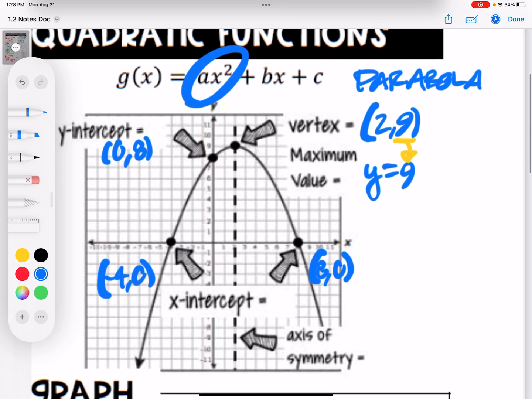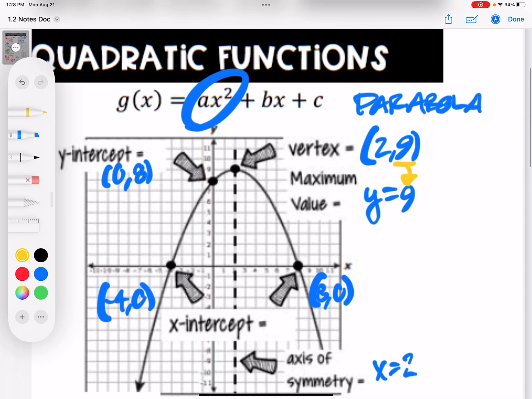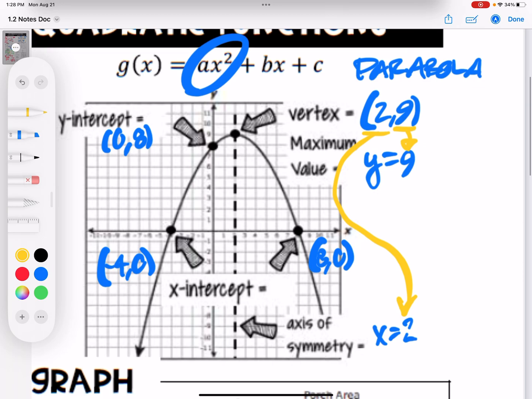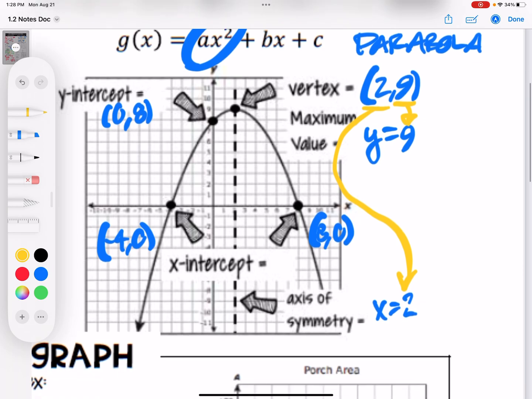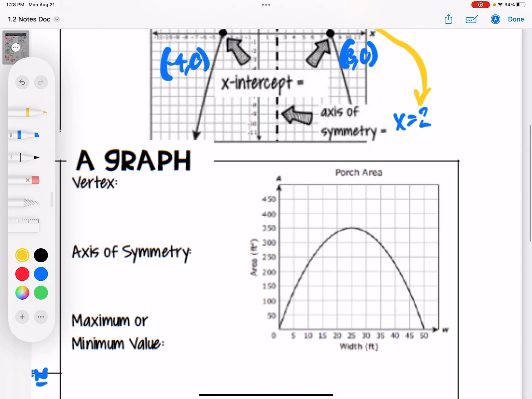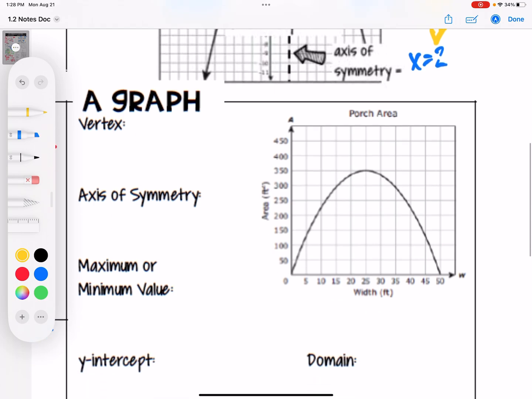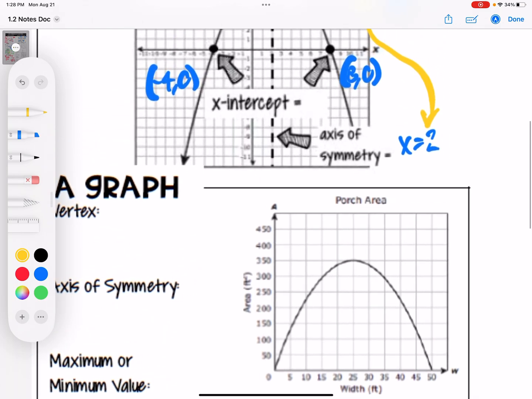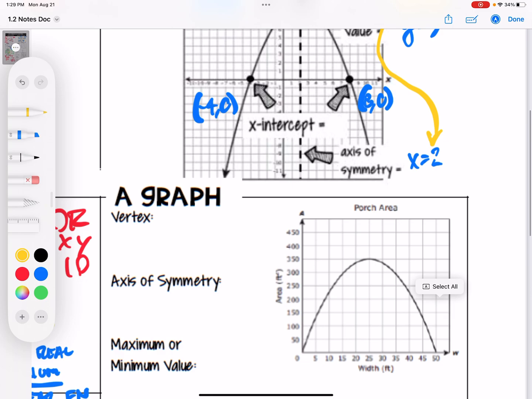The last thing we talk about is the axis of symmetry. Remember, symmetry means everything on one side of the line is the same as the other. And our axis of symmetry is also the x-coordinate of the vertex. So x equals 2 is our axis of symmetry. Okay? You can pause before we do each of those and try to get these yourself before we go on. Or I will just work them.